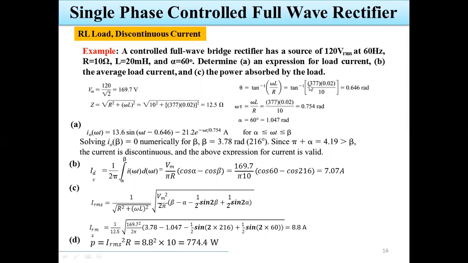Here omega is 377, since omega is 2 pi f, 2 pi into frequency 60. So that's why we get 377. Then multiplied by L, which is 0.02, since 20 milli is 0.02, divided by 10, the resistance R. Then we solve the theta value in radians, and then we solve for the time constant tau.